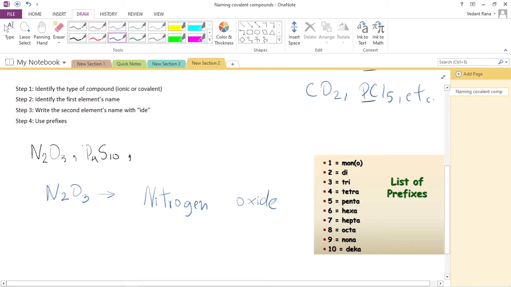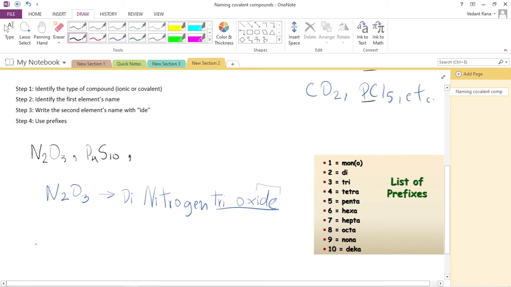Then we have to use prefixes. We have 2 atoms of nitrogen in N2O3, and 2 corresponds with the prefix di. So we'll write di, dinitrogen, and we have 3 oxygen atoms. 3 corresponds with tri, so we'll write tri here, and we get dinitrogen trioxide. Another thing which you should remember is that we always write the second element's name with IDE, always.